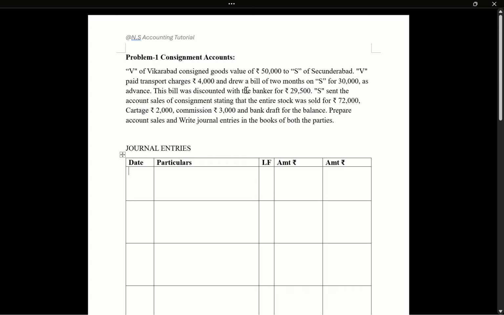Here is the question. V of Vikarabad consigned goods value of rupees 50,000 to S of Secunderabad. Here V means consignor and S means consignee. We paid transport charges rupees 4,000 and drew a bill of 2 months on S for 30,000 as advance. This bill was discounted with the banker for rupees 29,500.